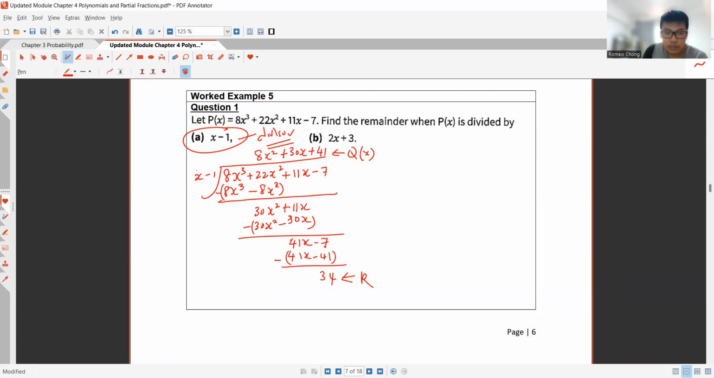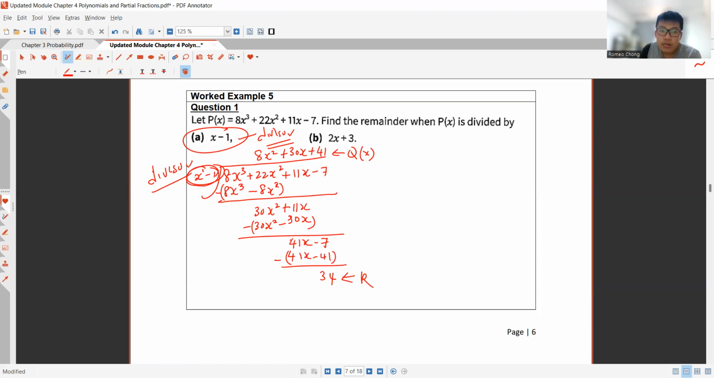And this is actually your divisor. So you have the three things with you. Now you will notice that, remember, your divisor is linear form. Linear form means the x is degree 1, power 1. The highest power is 1, right?